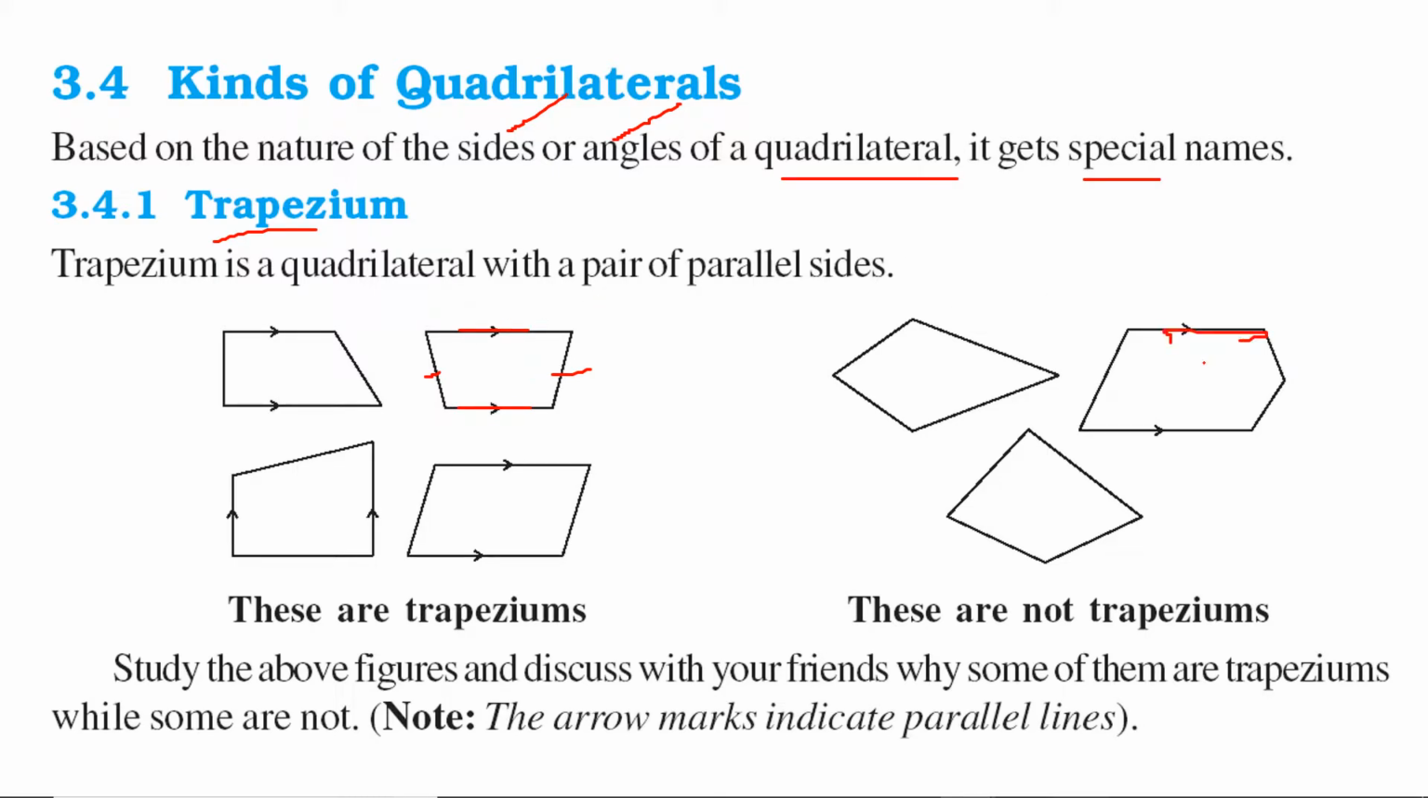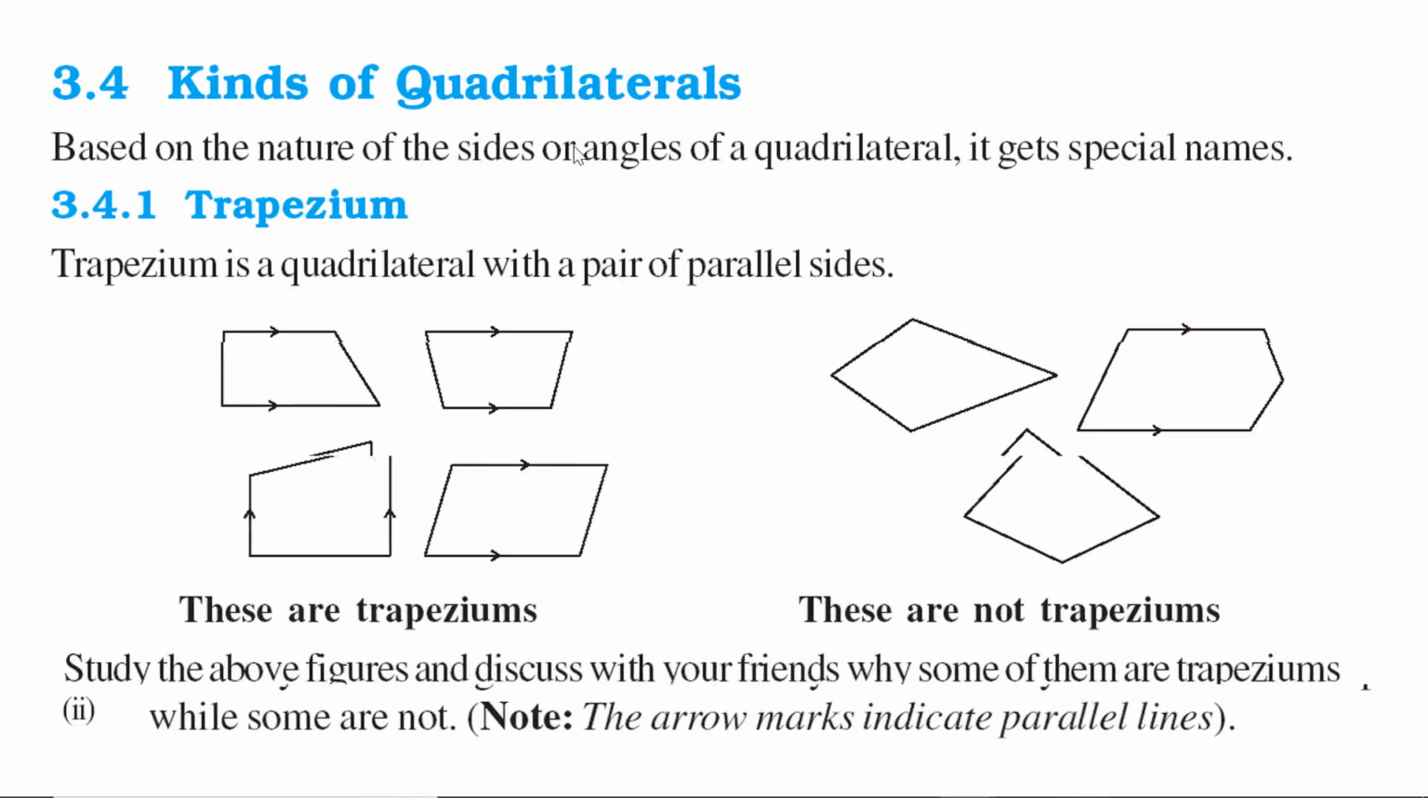In this case, we have these two sides parallel, but we have five sides. A trapezium has to be a quadrilateral, that is four sides. It has to have four sides and two sides have to be parallel.